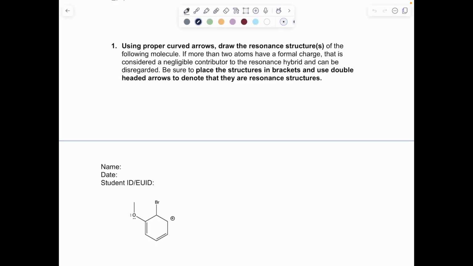In this video, I'm going to be going over the free response section of Exam 2 for Dr. Collini's Chem 2380 class. So the first question is, using proper curved arrows, draw the resonance structures of the following molecule, and don't worry about negative or negligible contributors.